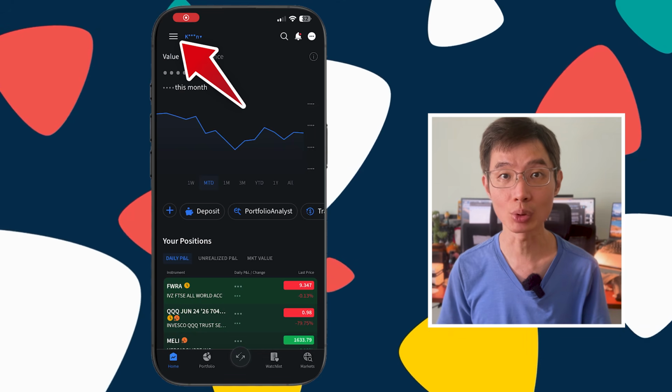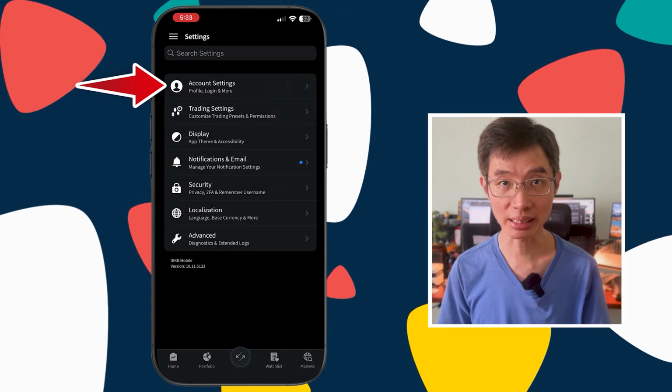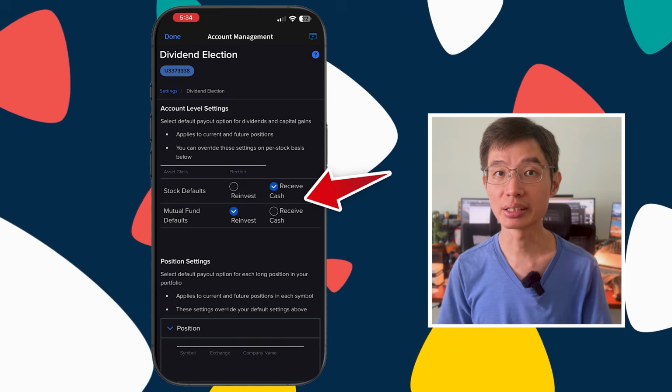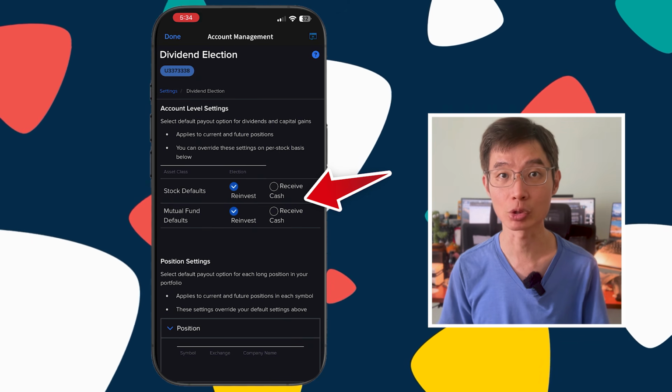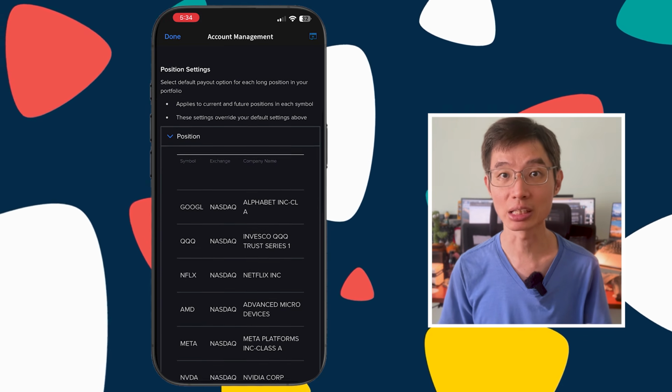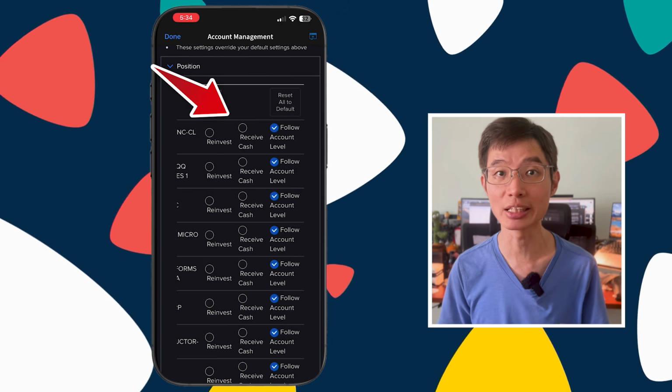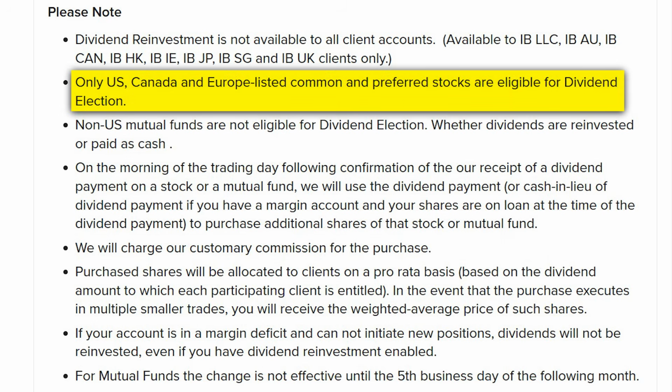Now, if you have decided you want DRIP on, here's how you can do it. On the app, open up the settings menu on the left, tap Settings, Account Settings. Then look for Dividend Election. Here, you'll be able to choose how you want the payout to be handled on the account level. And if you want to, you can also set a different payout option for each individual stock in your portfolio. Take note that DRIP only works for US, Canadian, and Europe listed stocks, so stuff like your SGX stocks won't be eligible.